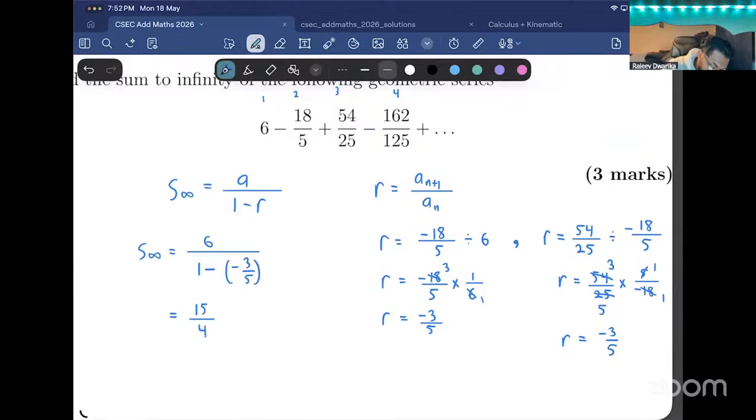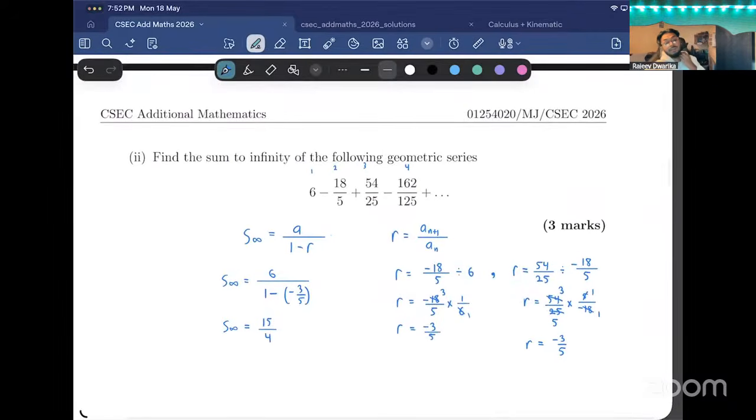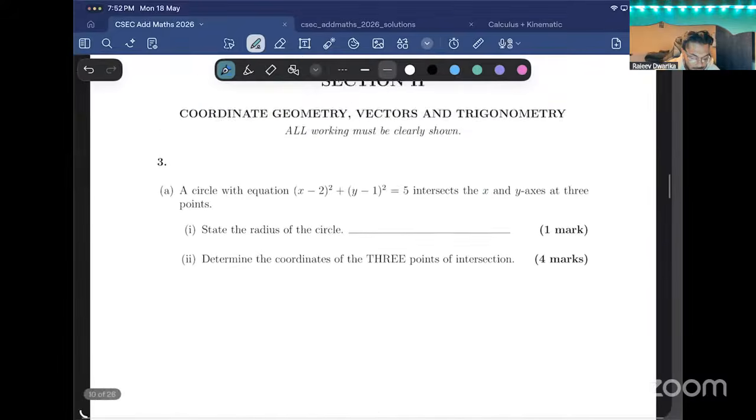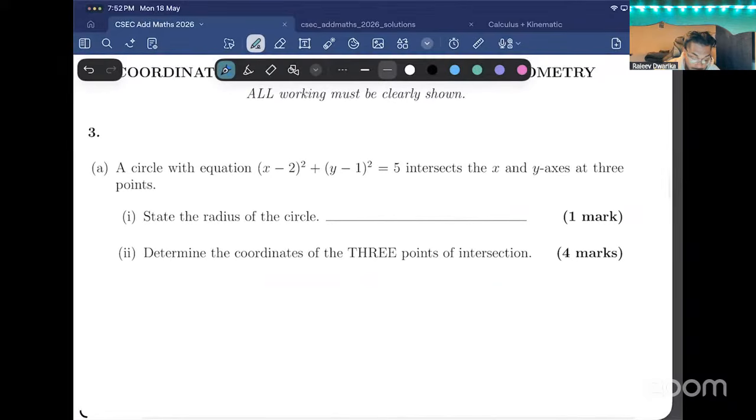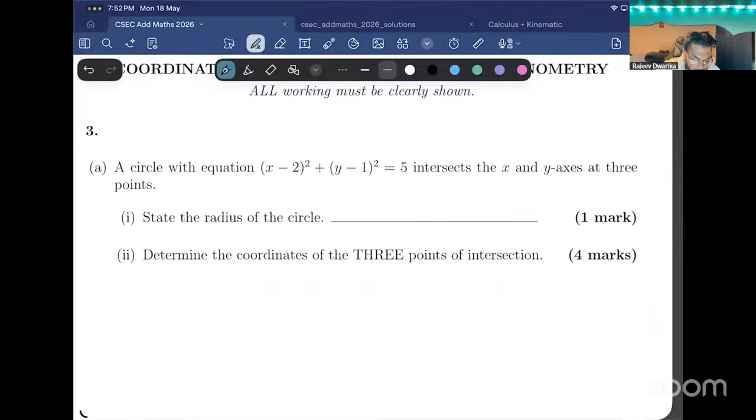Alright, cool. That was the sum to infinity. Real simple. Easy 3 marks. We did this yesterday, so we should have this under control.